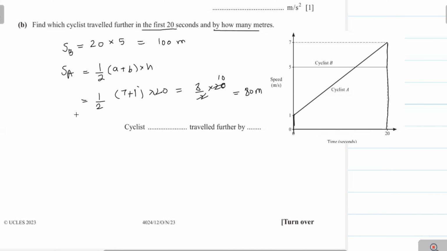Now the further distance covered by cyclist B compared to cyclist A will be equal to 100 minus 80. This will be equal to 20 meter. We write here that cyclist B travels further by 20 meter distance. This is the answer.